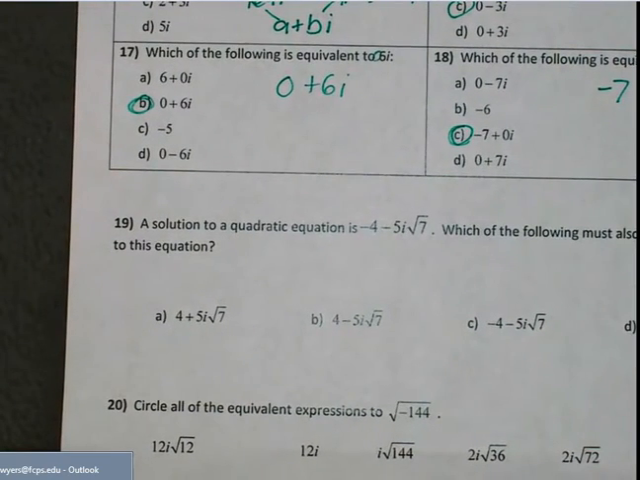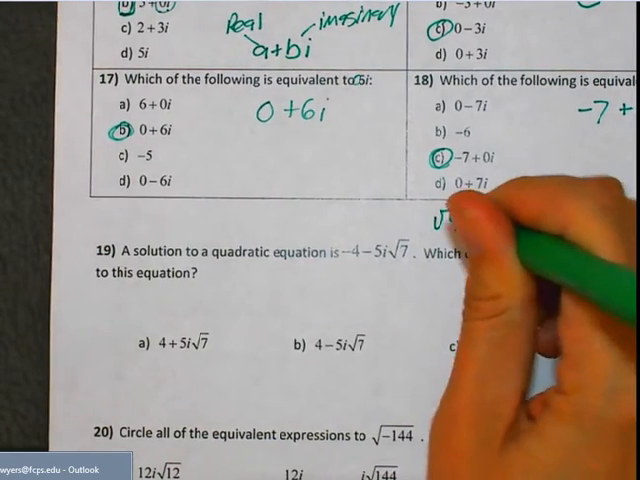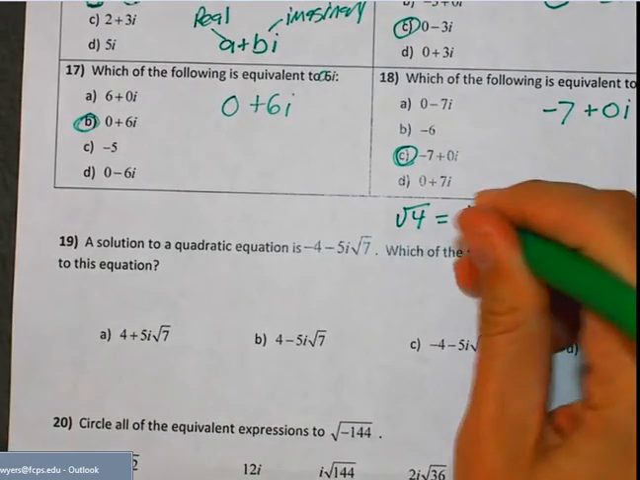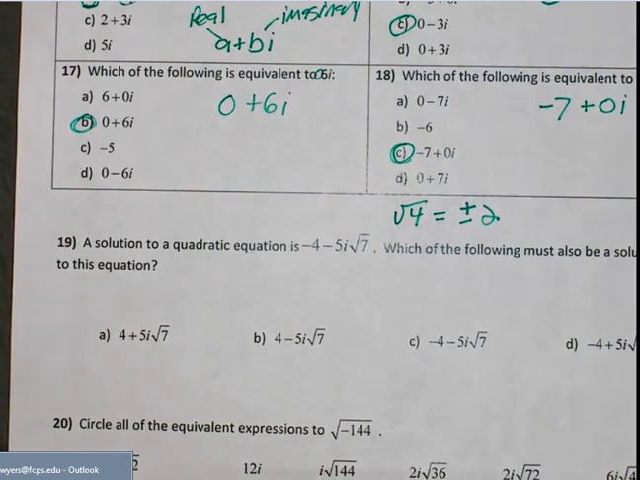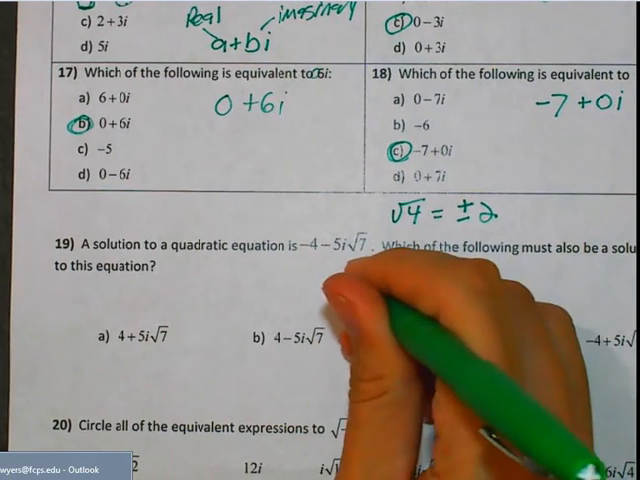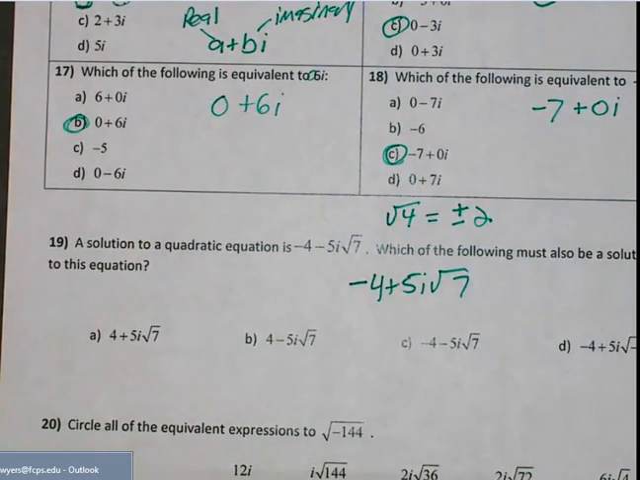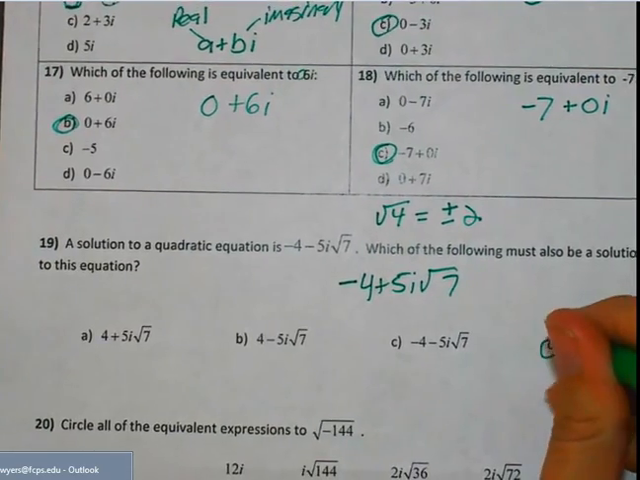So the solution of the quadratic equation is negative 4 minus 5I square root 7, which of the following is also a solution? Okay, we know that when we take the square root of something, it's always going to be plus or minus that number. So for example, if I have the square root of 4, this is a very simplistic example, then I know that it's plus or minus 2. So when we use our quadratic formula, we have negative 4 minus 5I square root 7, which means I have to have negative 4 plus 5I square root 7. So that's going to be our D as our choice there.